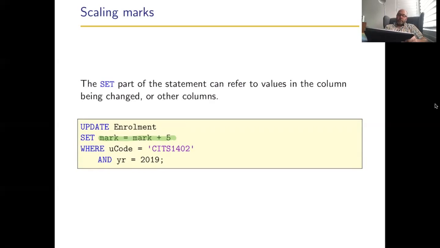Which students am I altering? Well, I'm altering the students who took CITS1402 in 2019. So maybe something happened in 2019 and the marks were too low, and the Board of Examiners said, okay, you have to scale the marks for databases, and so the database's marks were all increased by 5. It's probably unlikely that the scaling will be a simple +5, but various scaling things do have to happen occasionally.